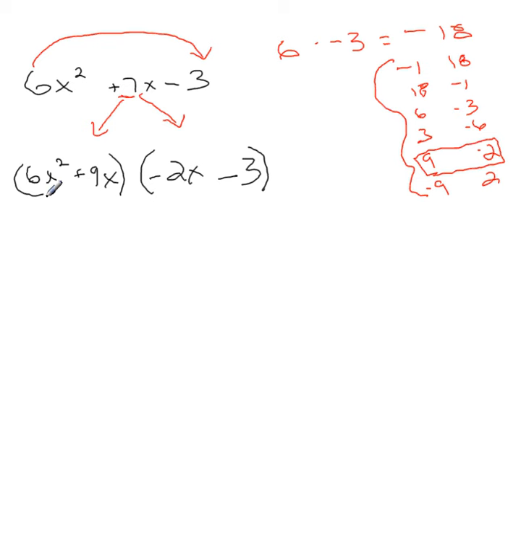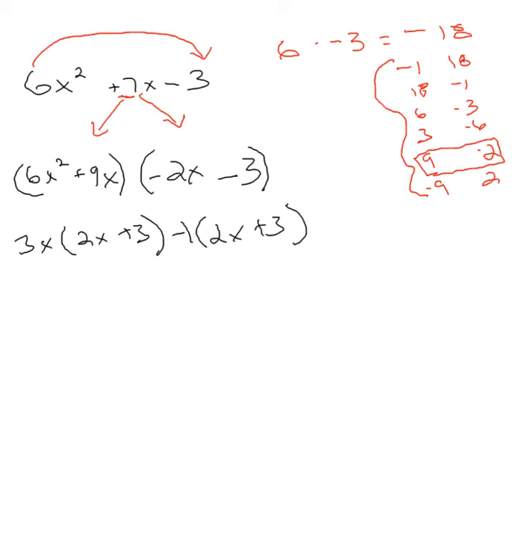Now you take out a common factor from each one of these brackets. So the greatest common factor that we can take out of here would be 3x. So we remove a 3x from both terms. And we're left with 2x plus 3. Factor a common term out of this bracket, which would be -1. And we're left with positive 2x plus 3.